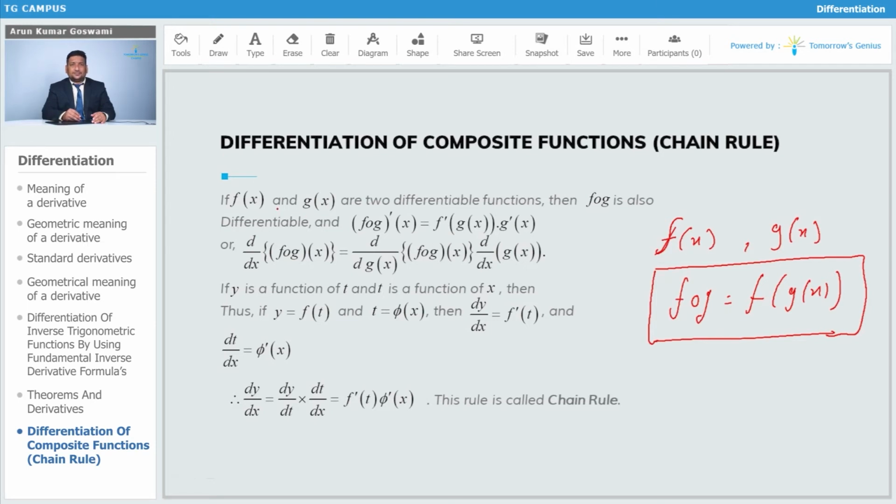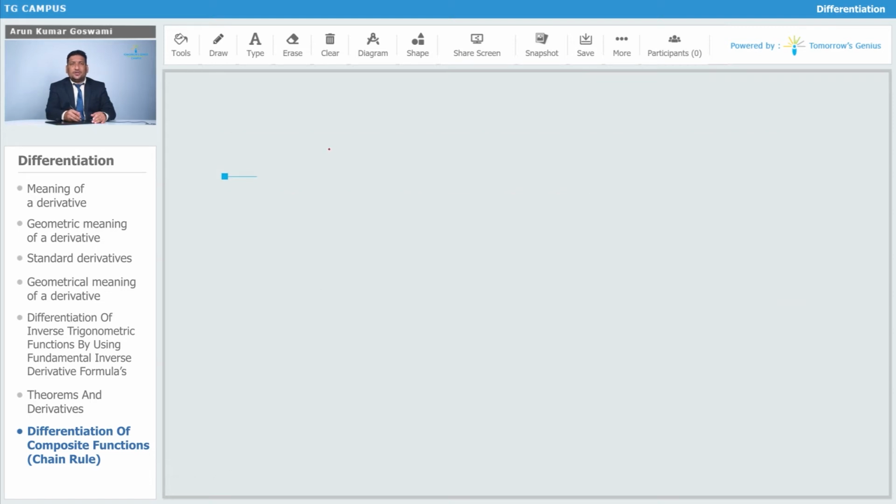As you can see, the differentiation of fog we can write as f dash of g of x, times g dash of x. So what I am doing here is, first I am differentiating my f of x function, so f dash of g of x, and after that I am differentiating the internal part of that function, g dash of x. So this is basically differentiation by the chain rule. Let me explain this with an example so that you can get this.